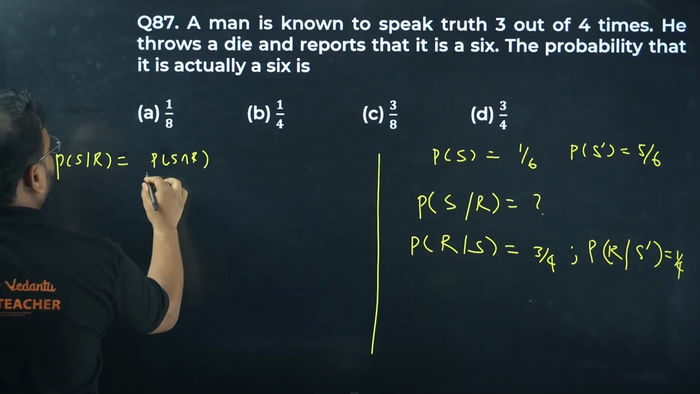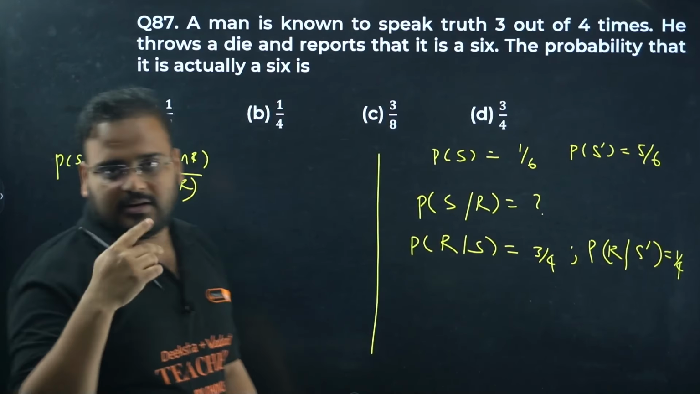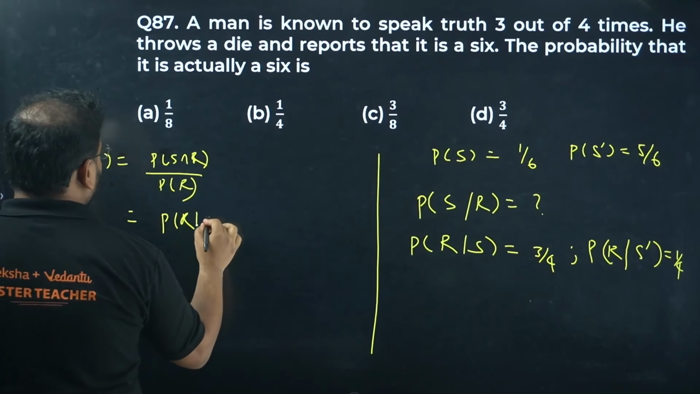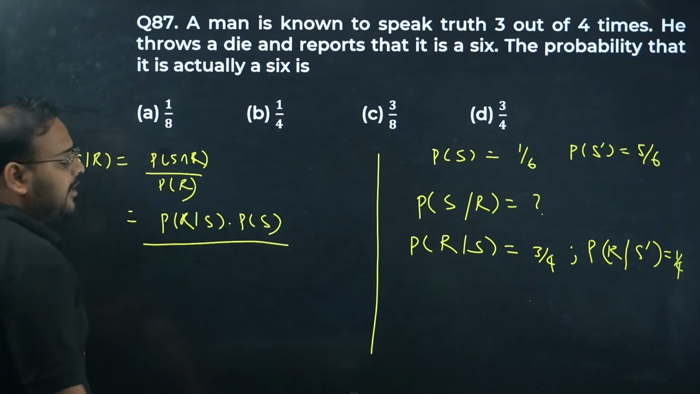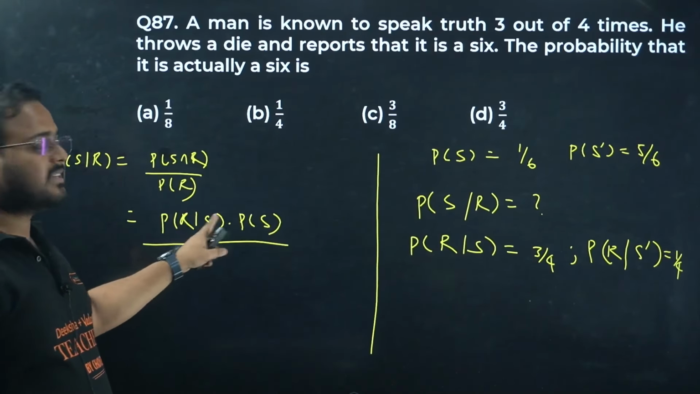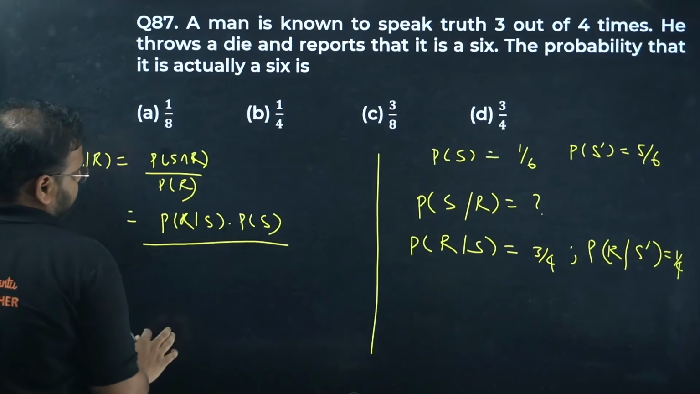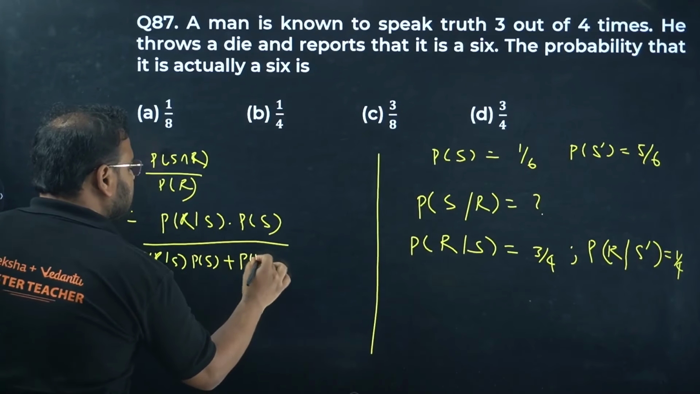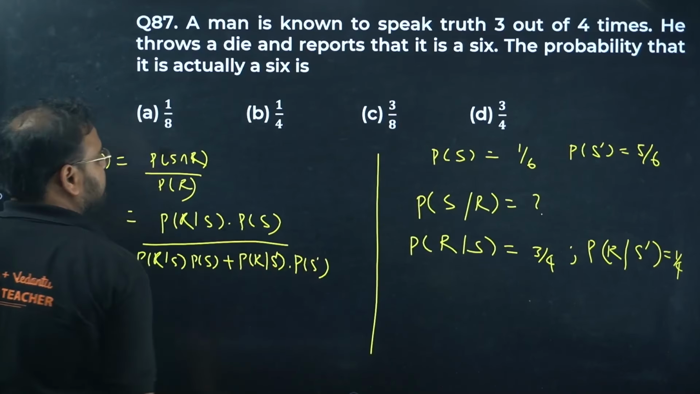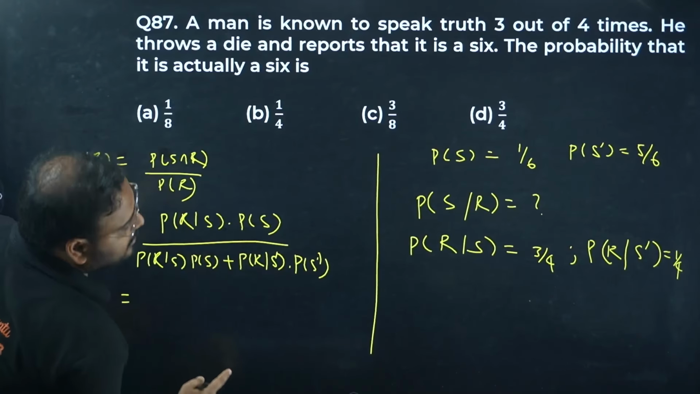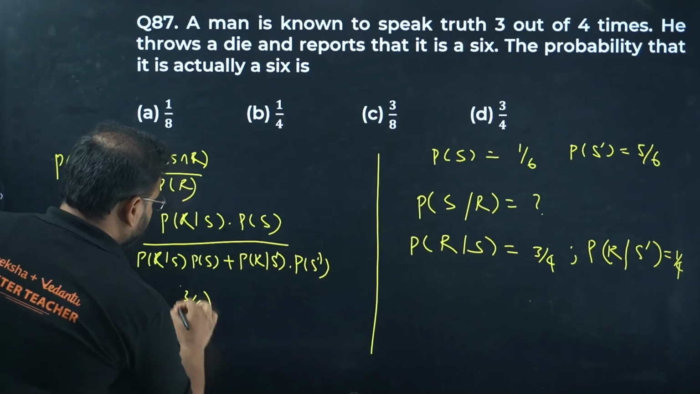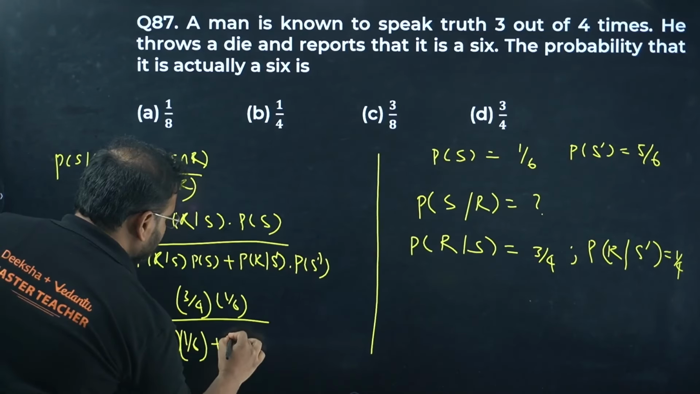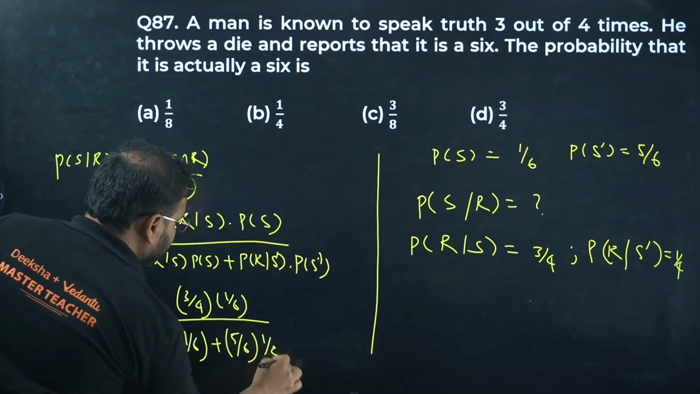P of S intersection R upon P of R, where R means reporting, whether it is true or false. The intersection of S and R we can write as P of R given S into P of S. Correct or not? Same thing we can repeat over here: P of R given S dash with P of S dash, when he reports a 6 but he does not get a 6. Check the values: 3 by 4 into 1 by 6 divided by 3 by 4 into 1 by 6 plus 5 by 6 into 1 by 4.